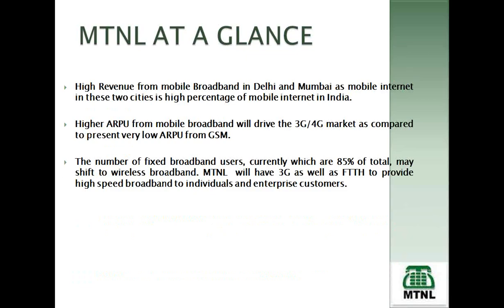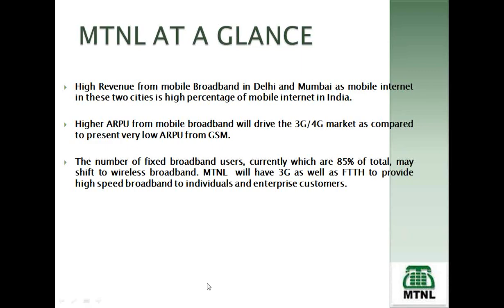We also feel that MTNL is operating in Delhi and Mumbai, which are the most revenue generating cities. As per Google India data also, there is very high revenue from mobile broadband in these 2 cities, because mobile internet, as compared to the total percentage in the country, is very high, around 15% as of now. Higher ARPU from mobile broadband will also drive the 3G and 4G market as compared to the present very low ARPU, which is $1.7. We are expecting that when data services reach common people, the ARPU will go more than $10, and that will drive the market for 3G as well as 4G.